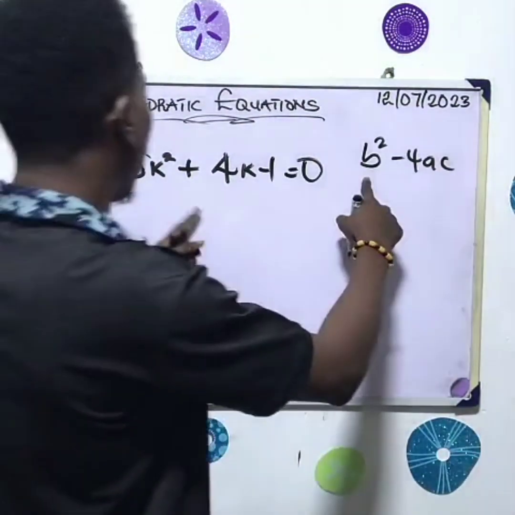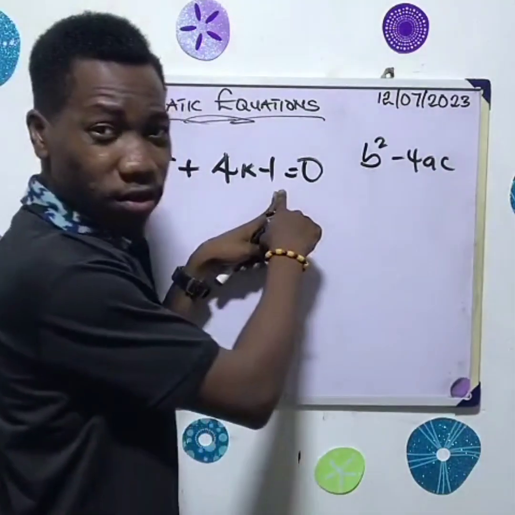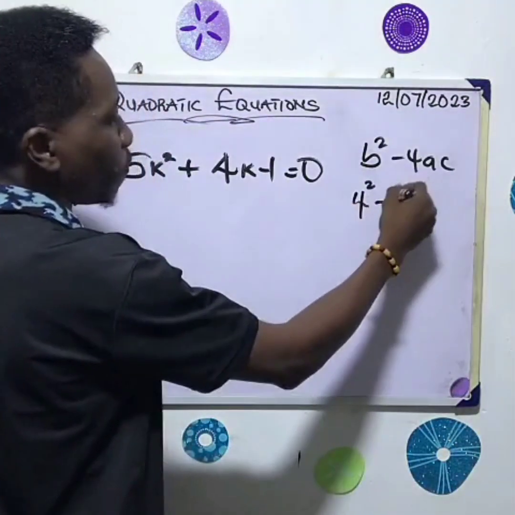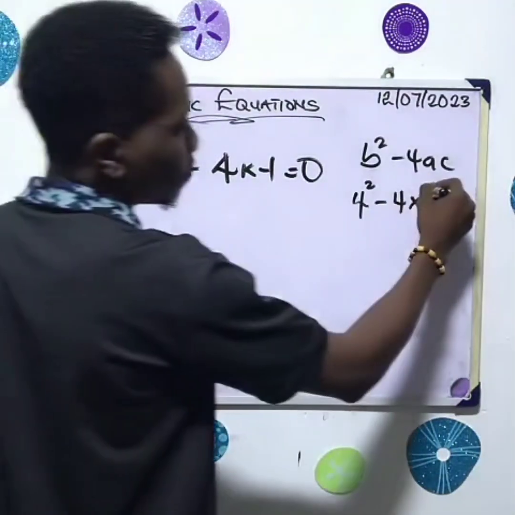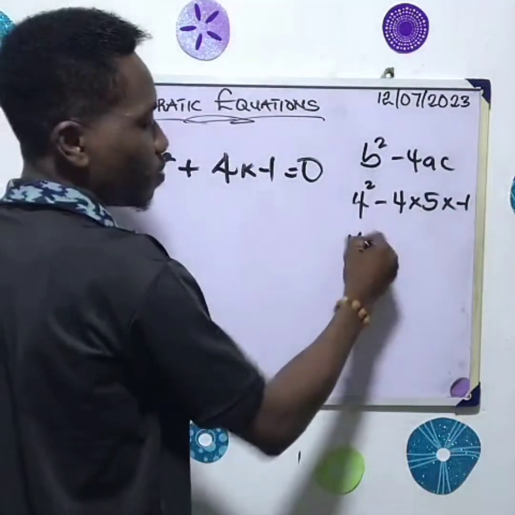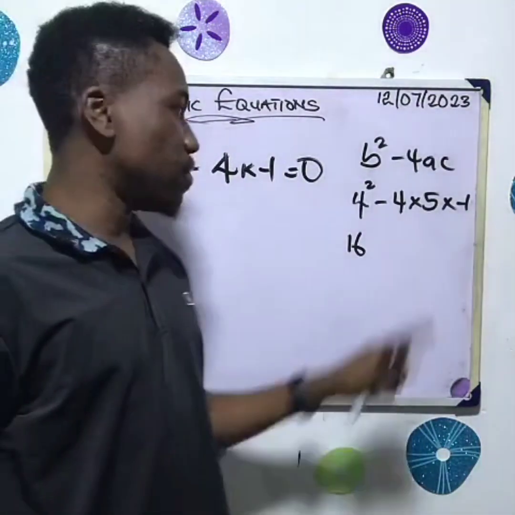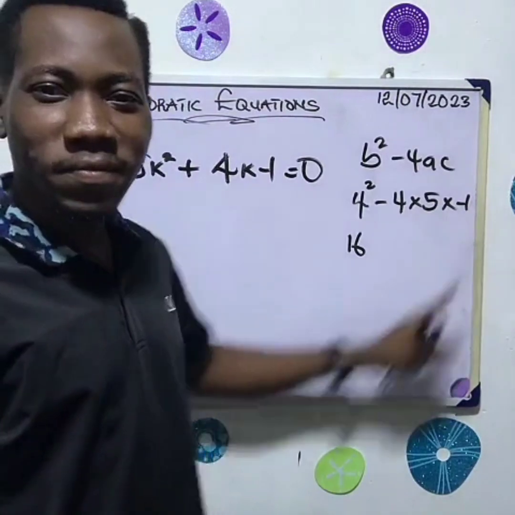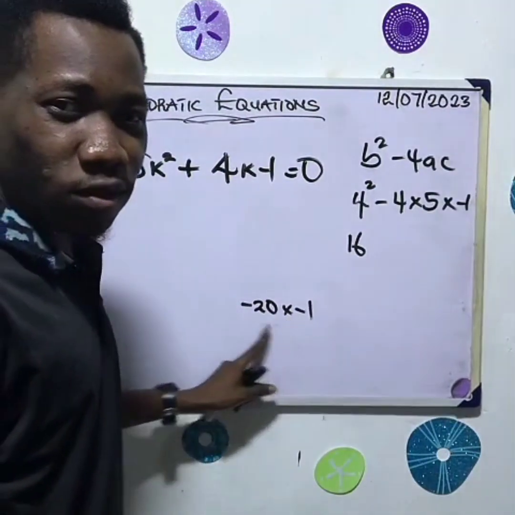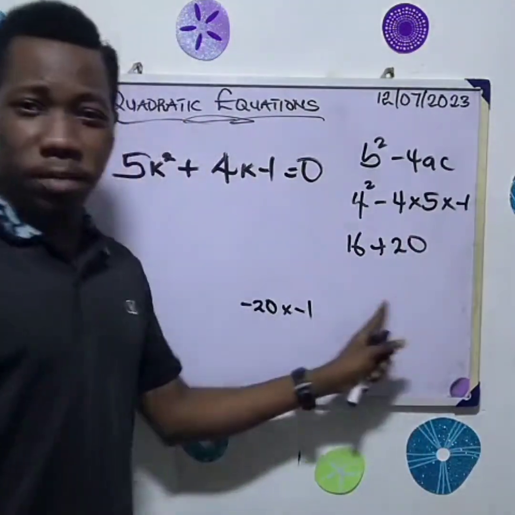So let's see. b squared, what is our b here? Our a is 5, our b is plus 4, and our c is minus 1, alright? So b squared, that's 4 squared, minus 4 times a, which is 5, times c, which is minus 1. So what is 4 squared? 4 squared is 16, minus 4 times 5. Minus 4 times 5 is minus 20. Minus 20 times minus 1. Minus times minus is plus. 20 times 1 is 20. So we have plus 20. So 16 plus 20.